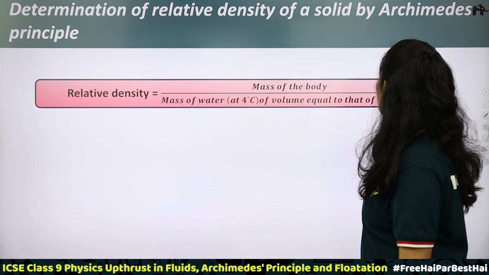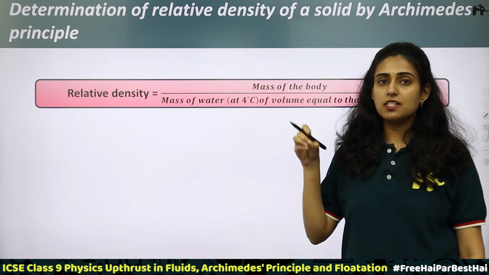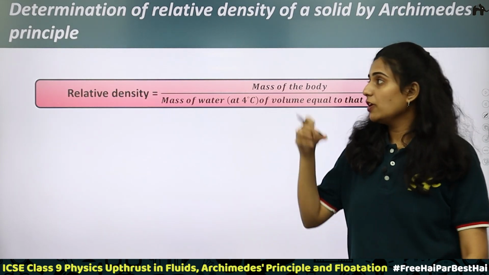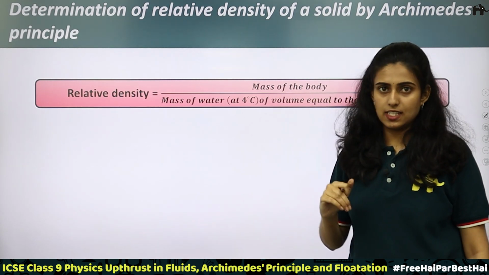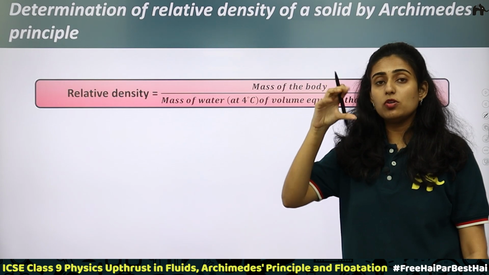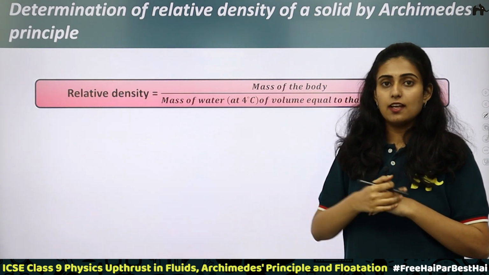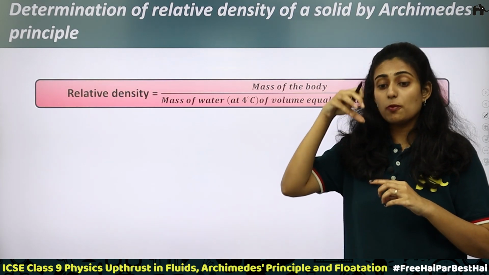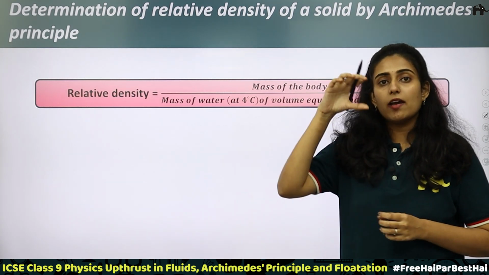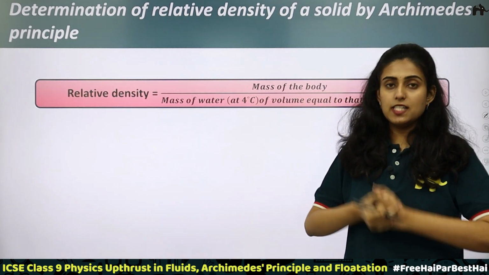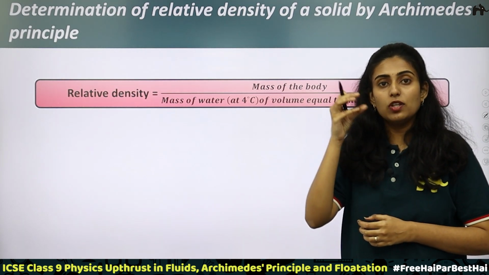Determination of relative density of a solid by Archimedes principle. What is Archimedes principle? When an object is fully or partially immersed in a liquid, it experiences an upthrust. When you drop an object inside a glass of water, the level of water rises or water drops out. If you fill the tumbler till the brim and put an object inside, the object will occupy a space, therefore water will have to be thrown out. The volume of water displaced will be equal to the volume of the object, which means the weight of water displaced will be equal to the weight of the object.